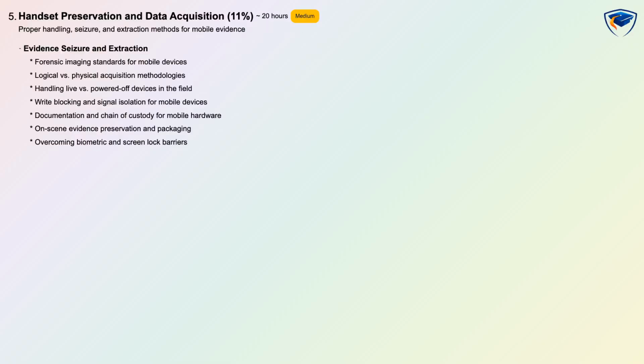Handset preservation and data acquisition is 11%, medium difficulty, and requires roughly 20 hours of scenario-based study. This domain covers best practices for handling, seizing, and extracting mobile evidence including forensic imaging standards and logical versus physical acquisition methods. Key skills include dealing with live versus powered-off devices, using write blocking and signal isolation, thorough documentation and chain of custody, on-scene preservation and packaging, and strategies for overcoming biometric and screen lock barriers.